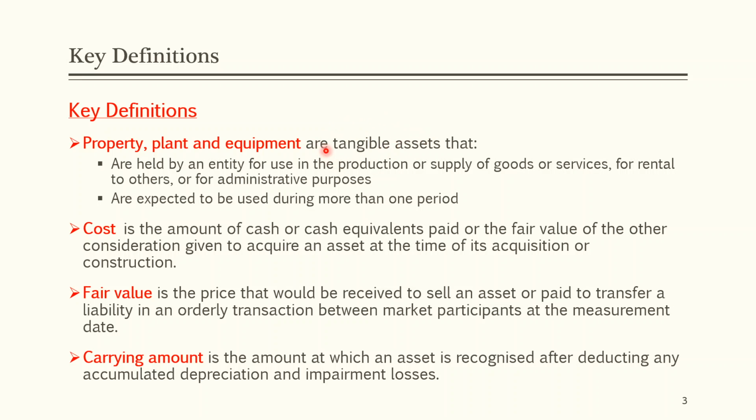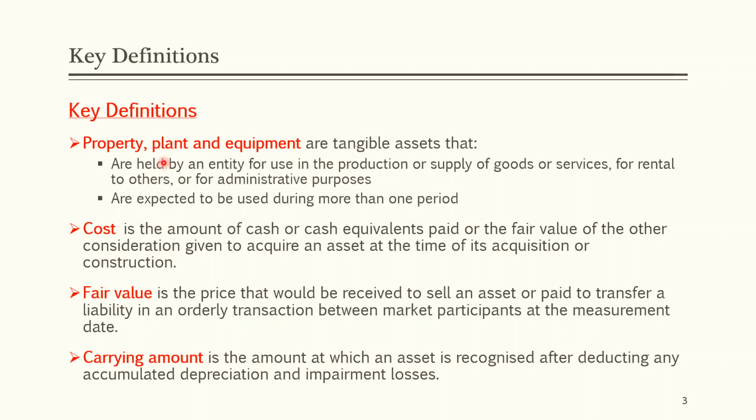So the first thing, if an asset is to be identified as property, plant and equipment, is that it should be tangible. And that asset should be expected to be used during more than one period, or more than 1 year. And then the third point is on the purpose. Why are we holding that asset?